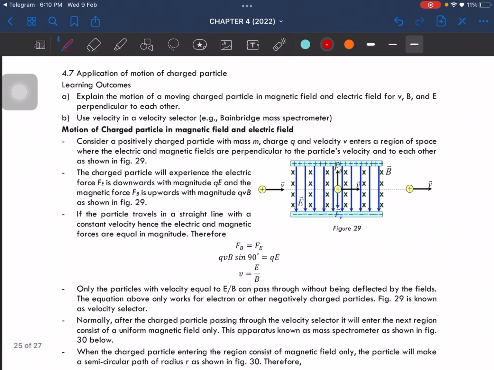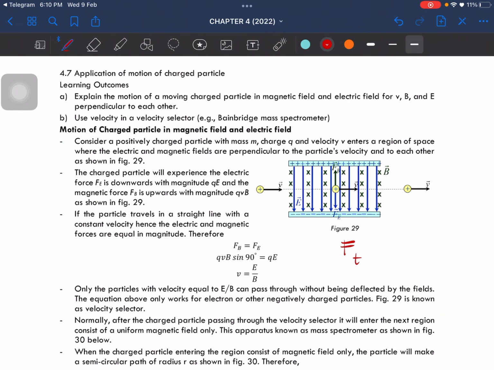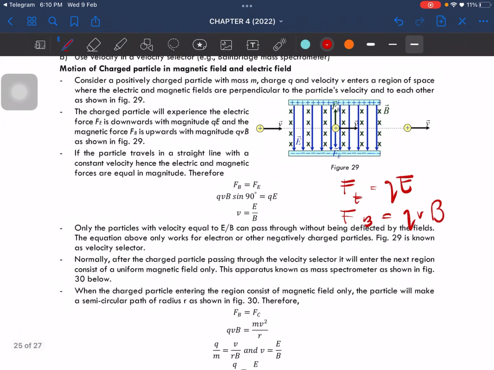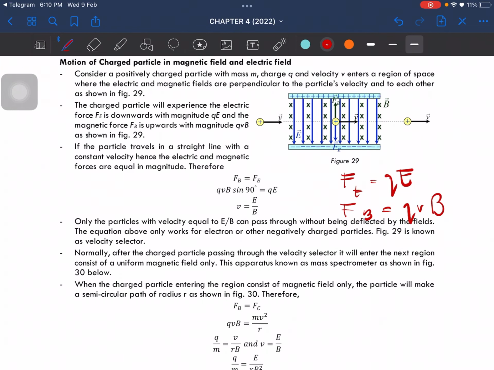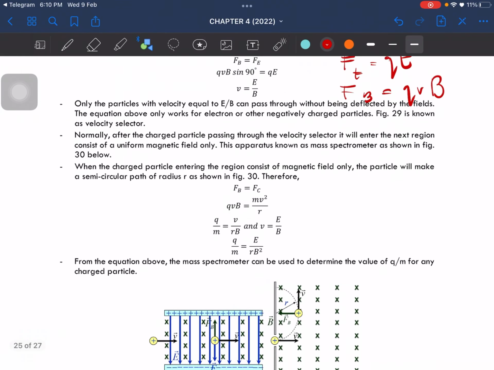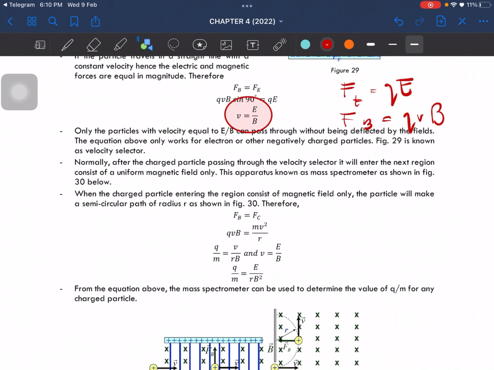Okay, so remember the electric force is equal to QE, and the magnetic force is upwards with a magnitude of QvB. Okay, so if the particle travels in a straight line with a constant velocity, the electric and magnetic forces should be equal in magnitude. So FB is equal to FE, hence we get the equation v equal to E over B. Only the particles with velocity equal to E over B can pass through without being deflected by the fields. That's why it is known as a velocity selector.